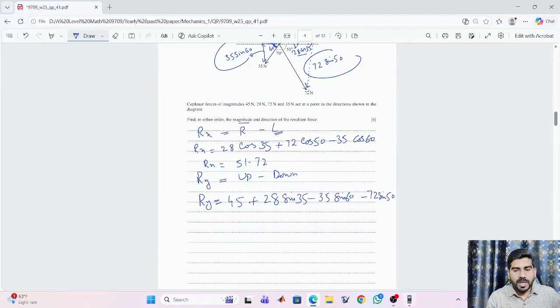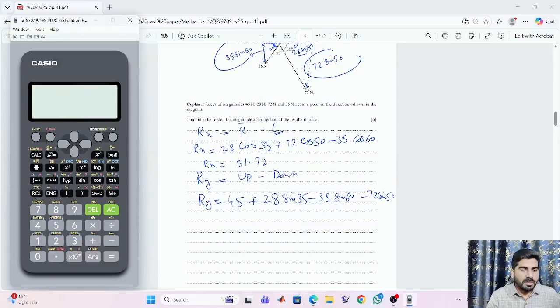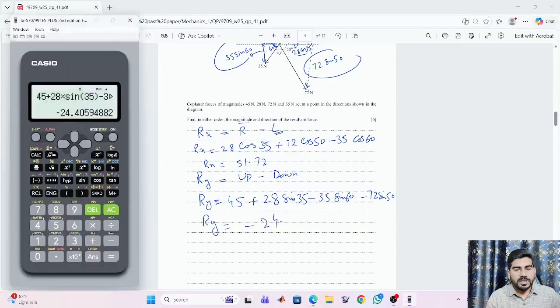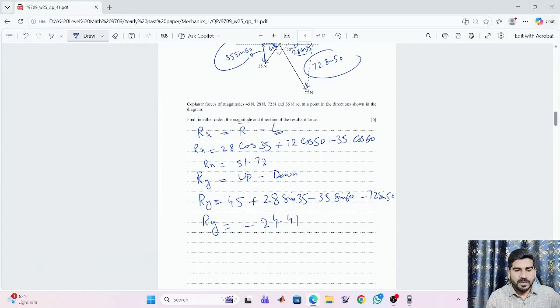Now again we can use our calculator to calculate these values. Here is 45 plus 28 times sine of 35 minus 35 times sine of 60 and minus 72 times sine of 50. And it will be negative 24.41. Ry is equal to 24.41 downward. Okay, this is the vertical component.